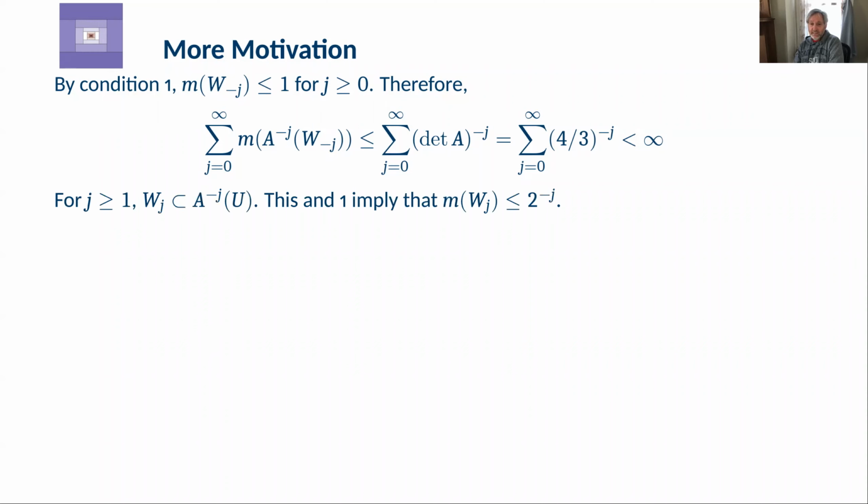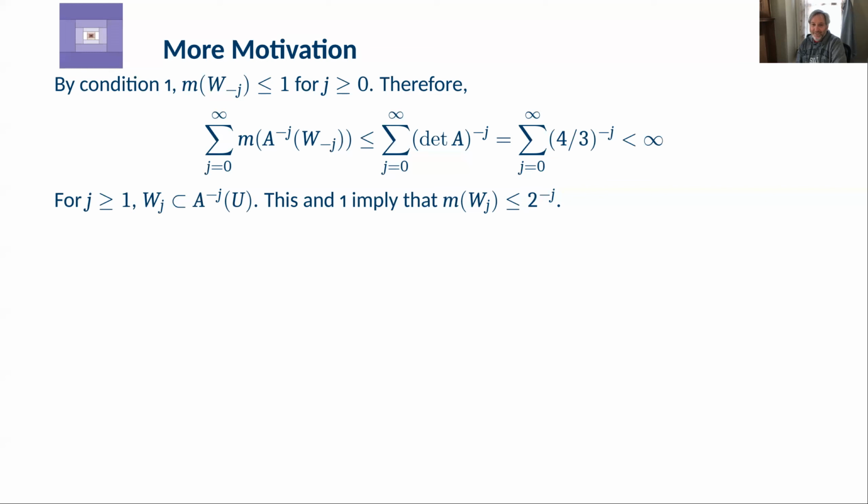For j less than 0, we get a stronger condition on the W_j's. We get that the measure of W_j is actually less than or equal to the negative j power, rather than just being less than or equal to 1. So this is particular to the integer lattice. In the first computation, whatever lattice we had chosen, we would have gotten that the measure of the W negative j's were less than or equal to some constant, and we would have gotten a finite sum. Here, this is specific to the integer lattice.